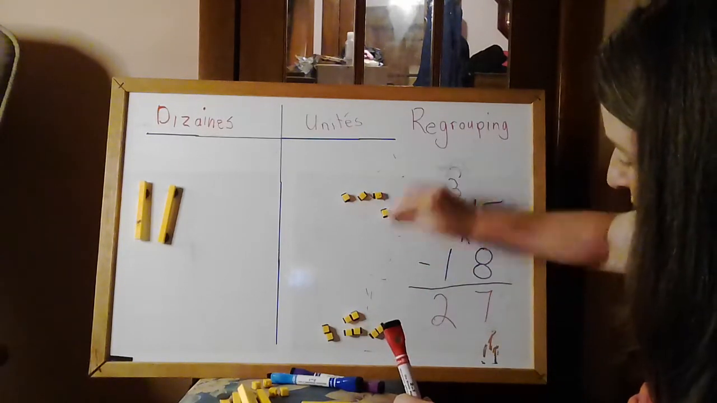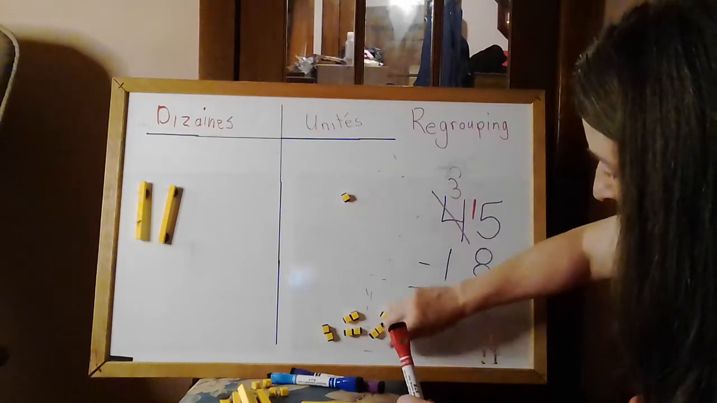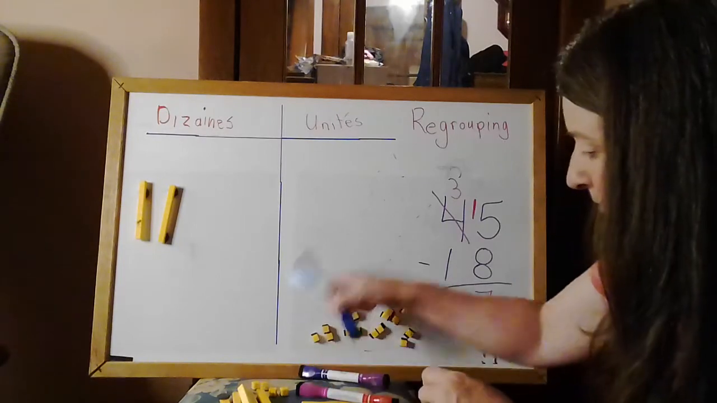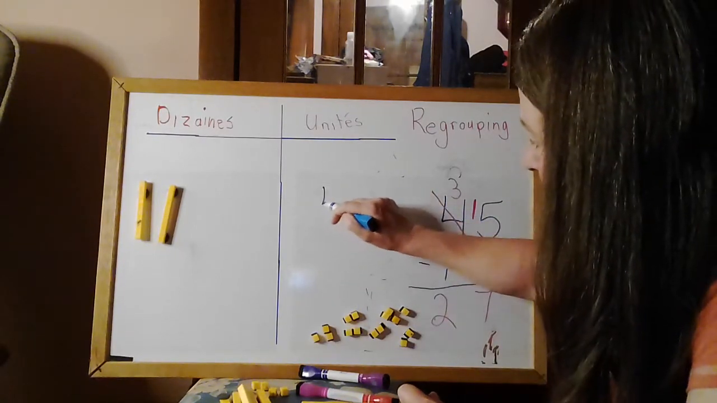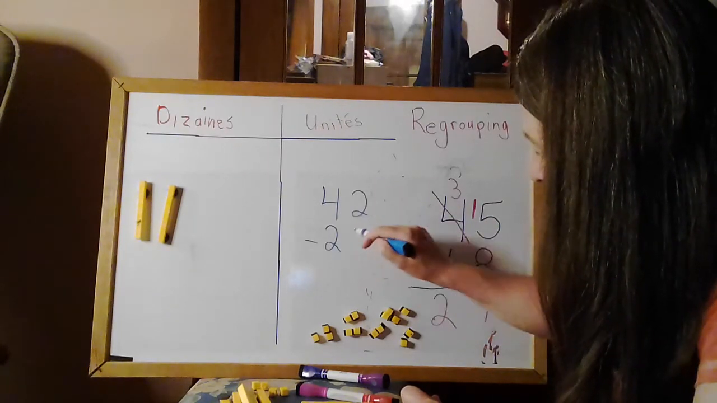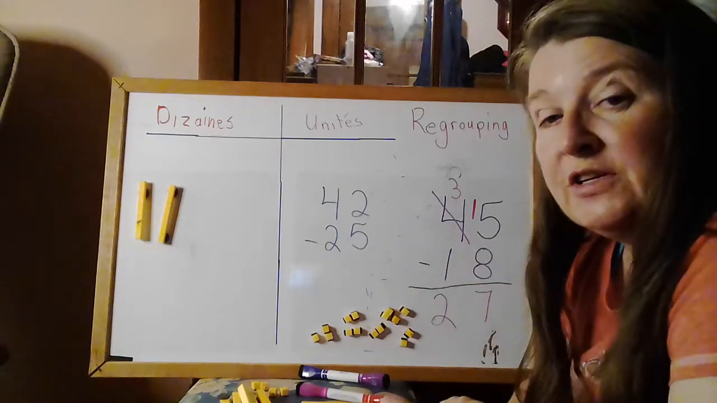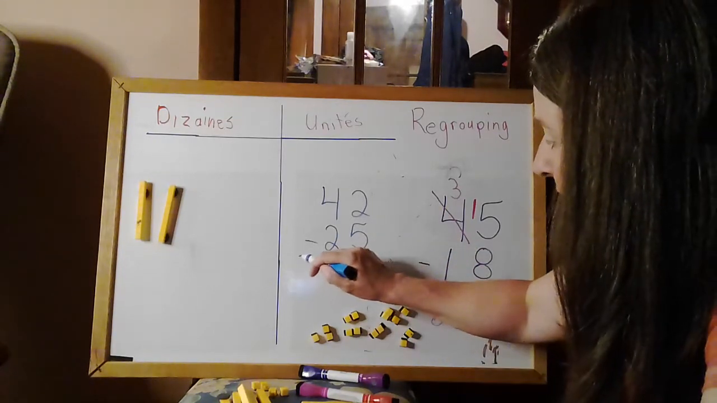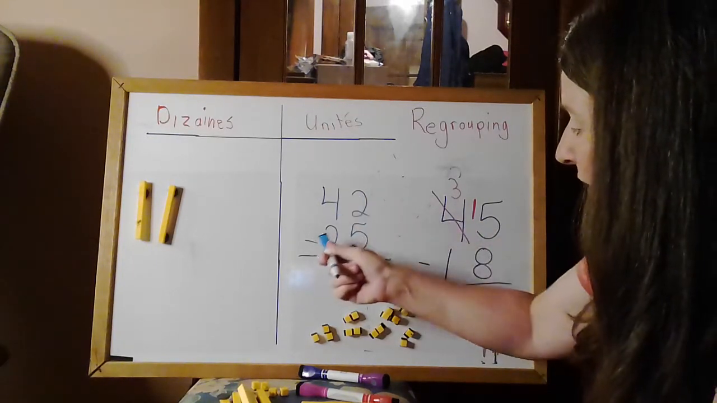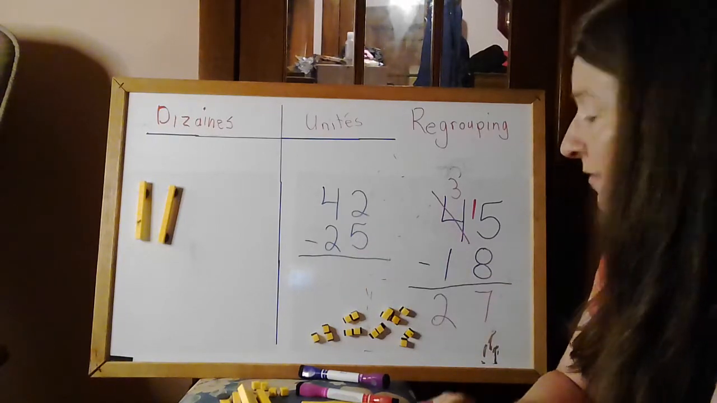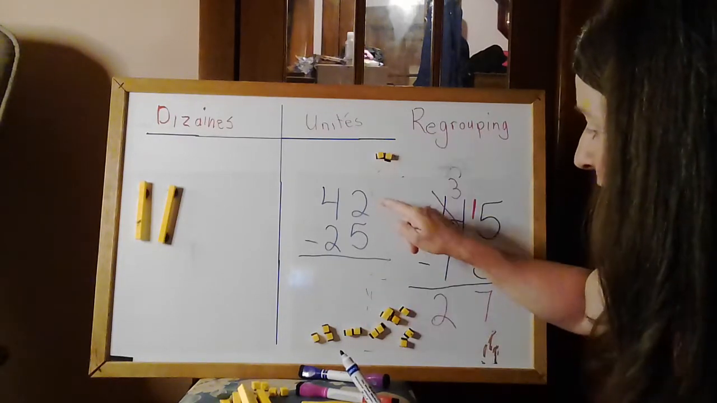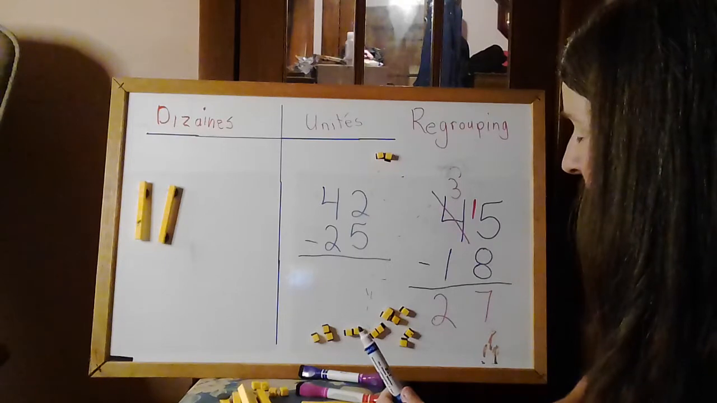So if I were to do a question without having any blocks on hand, it's a little bit trickier. 42 minus 25. Okay, so we have 2 take away 5. If I only have 2, I cannot take away 5. And if I want to be sure of that, I can put my 2 up there. Okay, I've got 2. Can I take away 5?